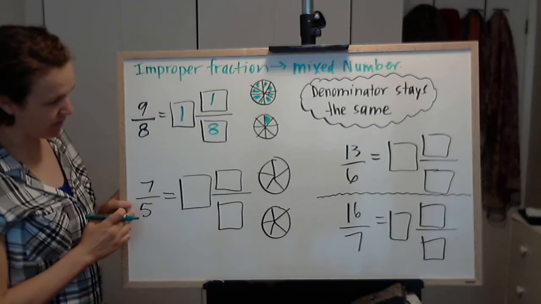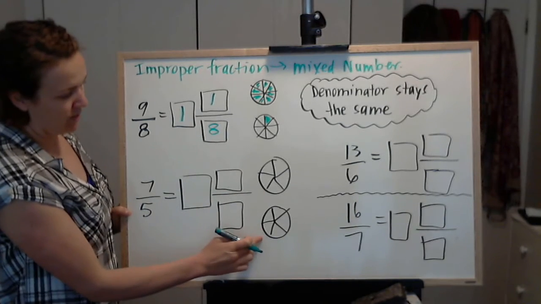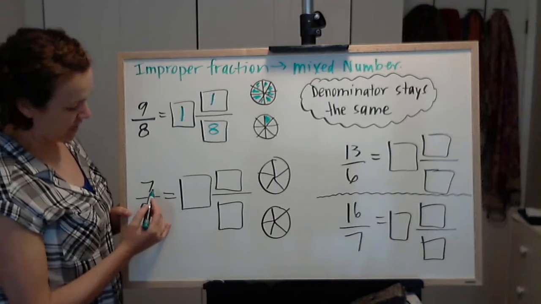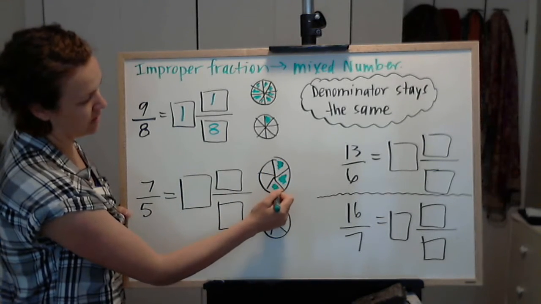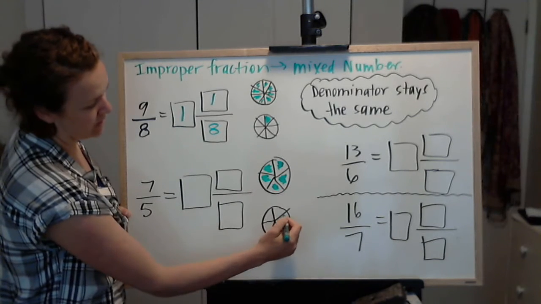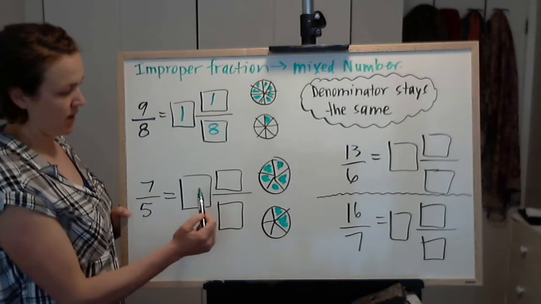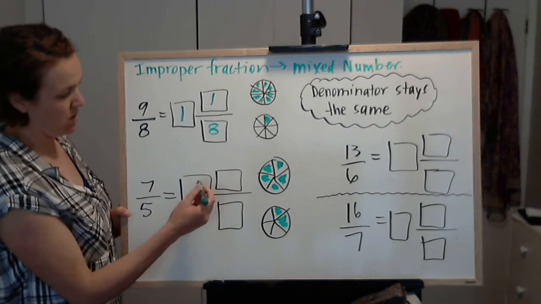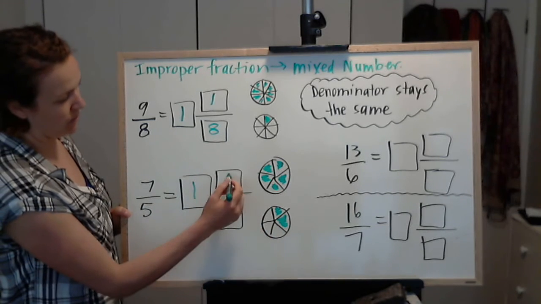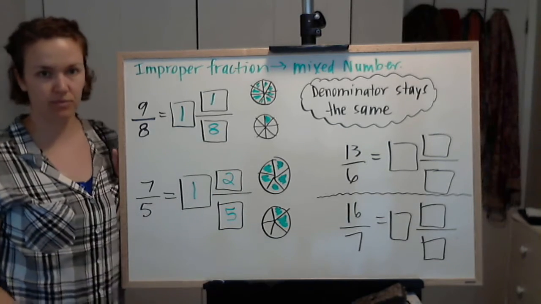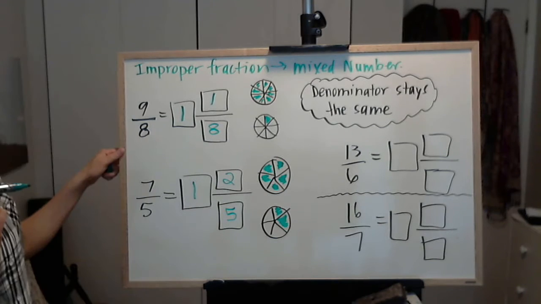Let's do this example, 7/5. So I've drawn circles with fifths in them. I need to shade in 7 pieces. So 1, 2, 3, 4, 5, 6, 7. And if I rewrite this as a mixed number, I have one whole, I still have fifths, and I've got 2 fifths besides the one whole. So 7/5 is the same as 1 and 2 fifths.